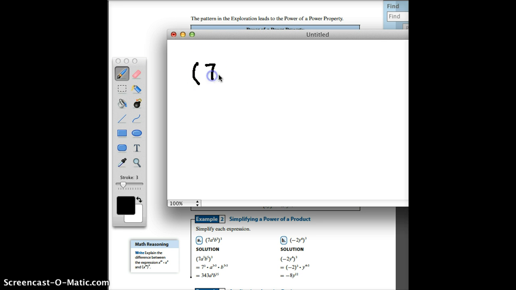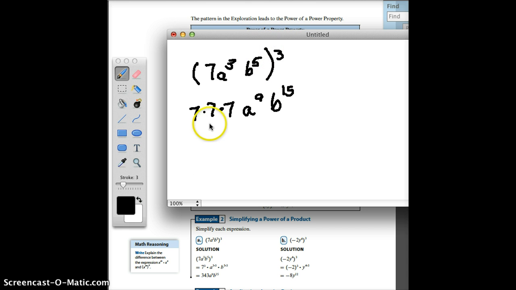Okay, so we have 7a to the third, b to the fifth, and this is all to the third power. So each one of these goes to the third power. So you have 7 times 7 times 7, because that's 7 to the third. We can multiply the exponents. 3 times 3 is 9, b to the 15th, right? It's almost like you distribute the exponents to each one. Then 7 times 7 times 7 is 343, and this is a to the 9th, b to the 15th.